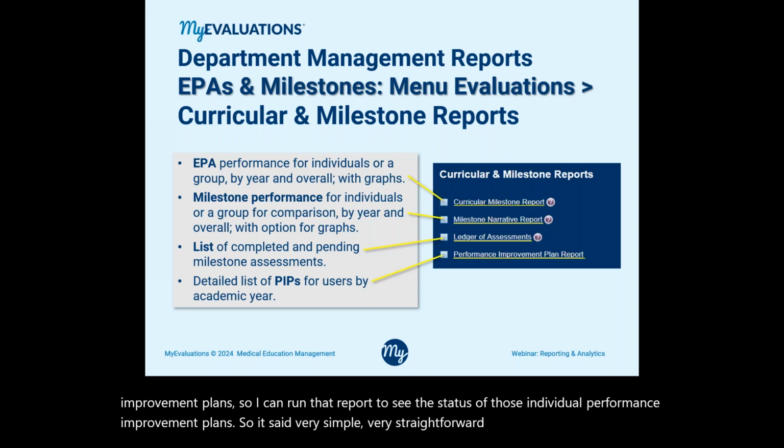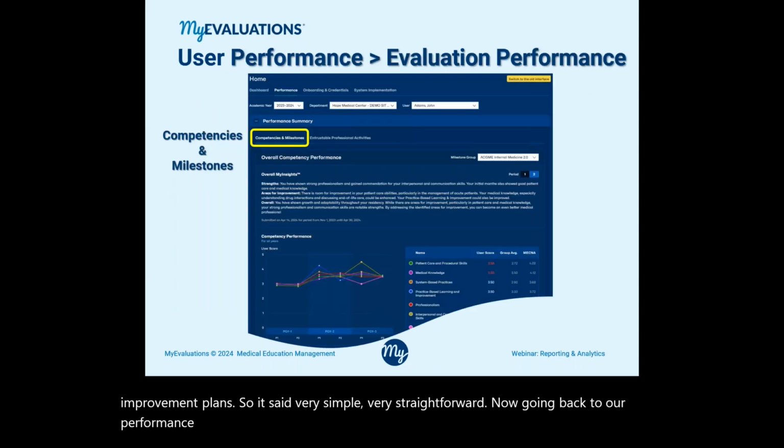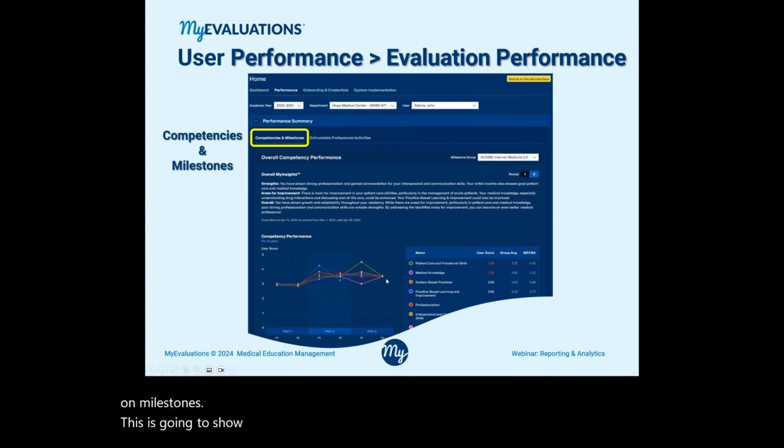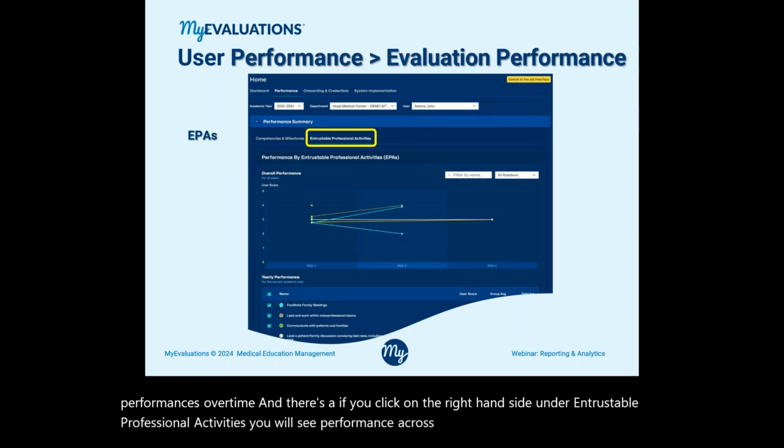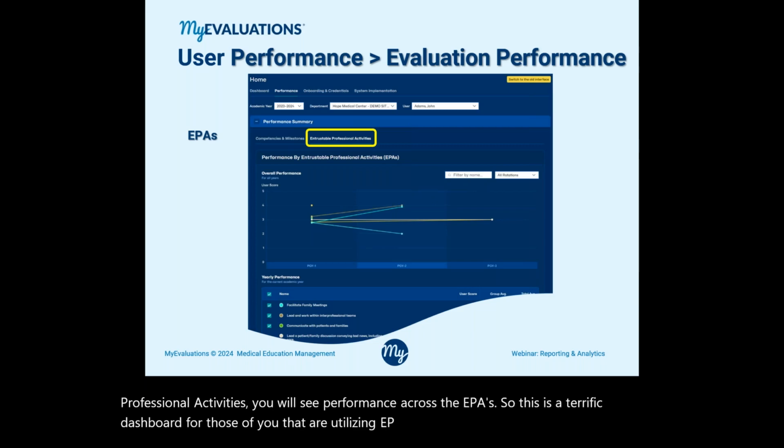Now, going back to our performance dashboard, under the performance tab, you do have a section for competencies and milestones. This is going to show you over each academic year how the user's competency performance is over time. And if you click on the right-hand side under entrustable professional activities, you will see performance across the EPAs. So this is a terrific dashboard for those of you that are utilizing EPAs in order to see how your trainees are doing across each EPA.